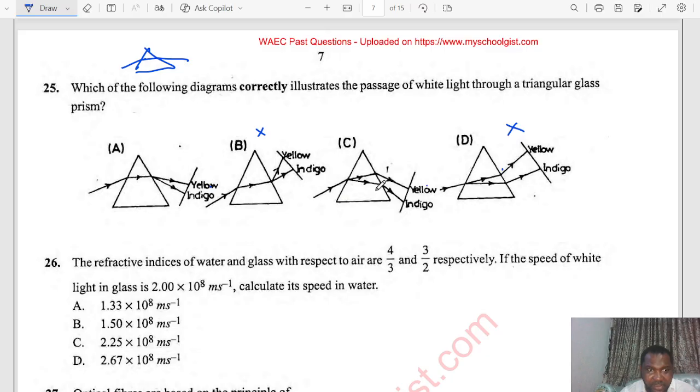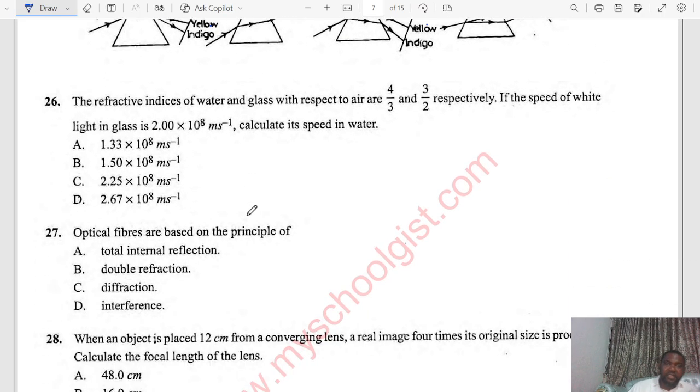Now this is wrong also, because once it touches the glass, there's going to be a bit of a refraction inside the glass before it emerges. So the answer is C. There's definitely going to be a bit of refraction inside the glass before it emerges. The glass first of all refracts it, so that's very important.